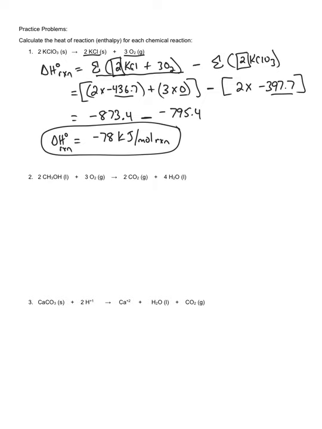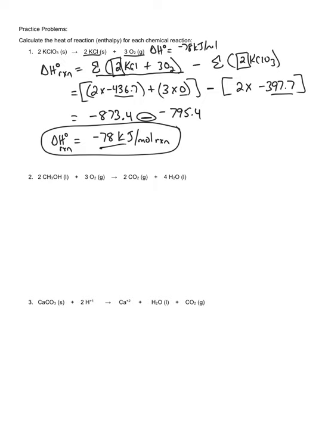Okay, be aware of signs. Again, at the end, you're going to be subtracting a negative, and we get a final value of negative 78 kilojoules per mole of reaction. How the reaction is written, the enthalpy of this reaction is negative 78 kilojoules per mole. So this is the amount of heat released by reacting or decomposing 2 moles of potassium chlorate.